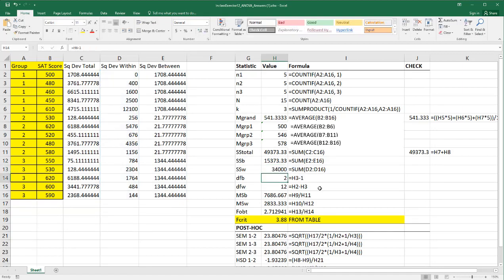The reason that I have them in this order, with between over within, is because eventually when I do the F obtained, the F ratio, it's going to be mean squares between divided by mean squares within. So to me it makes more sense that the numerator should come first, or be above what will eventually be the denominator.